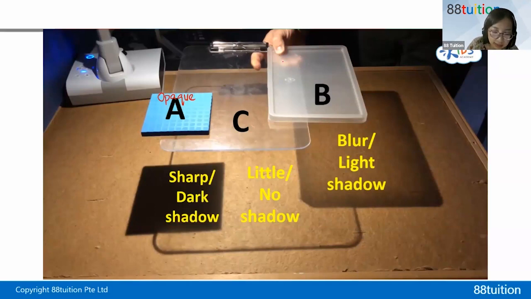Then B is trans what? Can you type? Is B transparent or translucent? Or you can unmute yourself. Transparent or translucent?